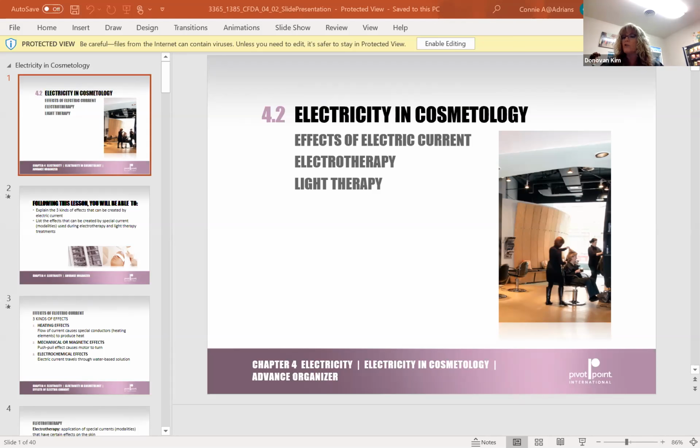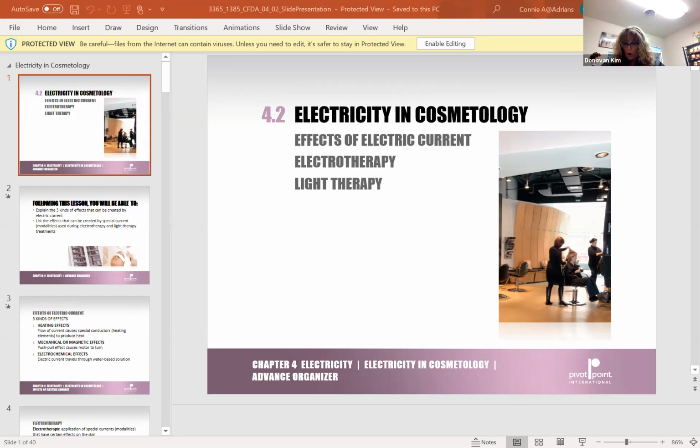And then we have electrochemical effects. These electrochemical effects are what happens when electric current passes through a water-based solution in order to produce a relaxing or stimulating effect, which would be on your skin. So that would be like an electrical facial. They have galvanic facials. That's probably the one they're talking about right there, galvanic facials.